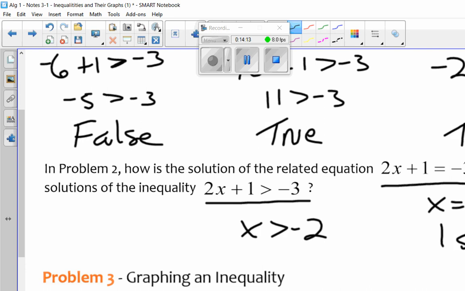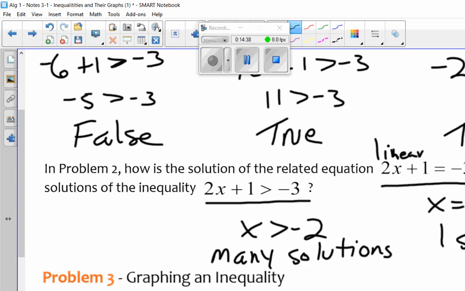Well, how many answers am I going to get there? I'm going to get a lot, because it's any number that's greater than negative 2. So that's 0, 2, 10, 100, and so on. So I can get many solutions when I have an inequality. When I have just this, which is called a linear equation, I get one answer.